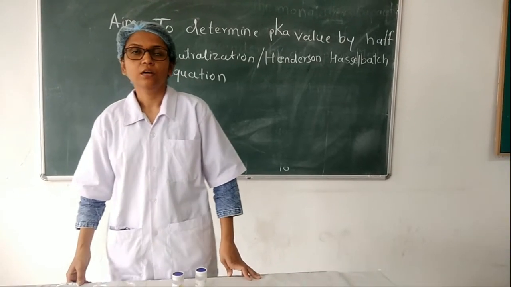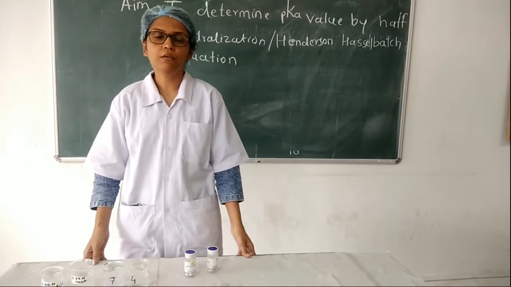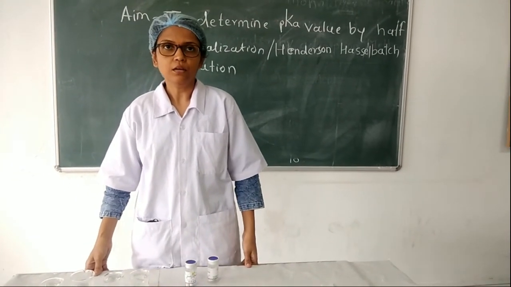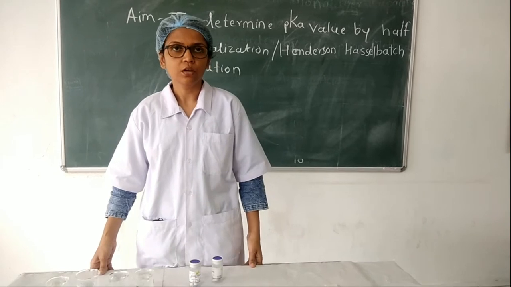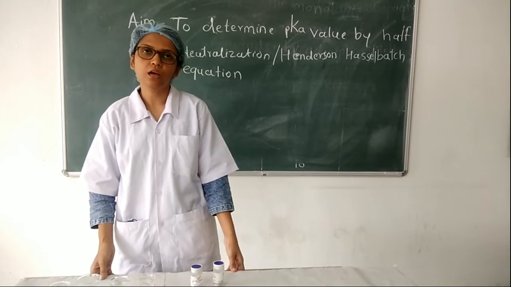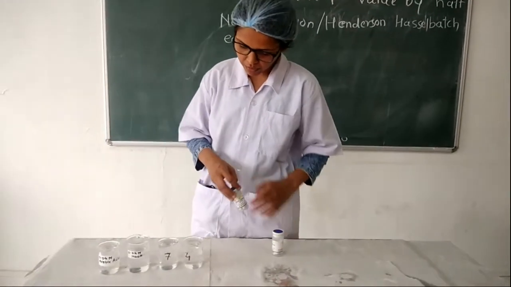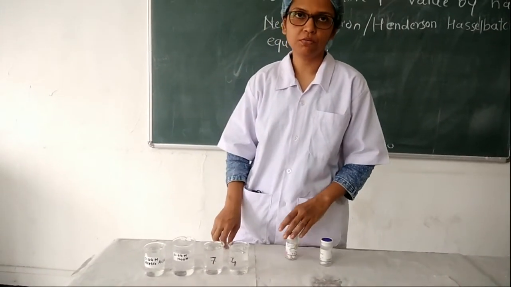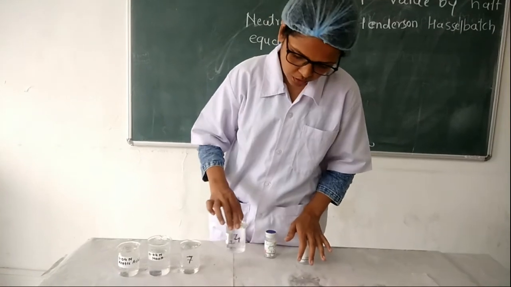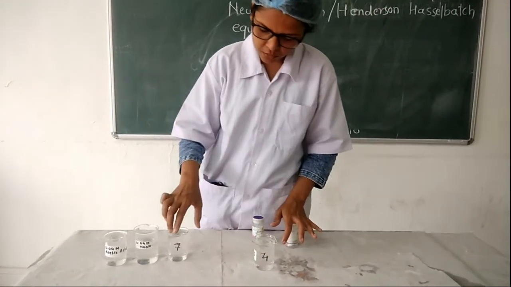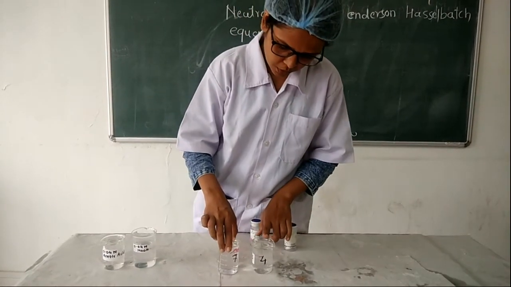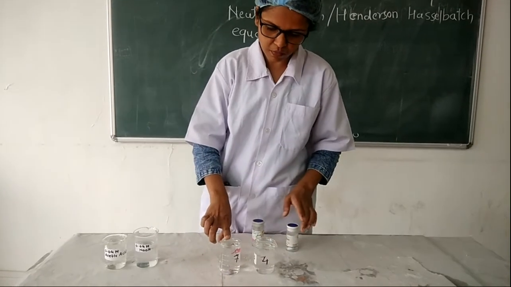In this experiment, we are determining the pK value by neutralization and using the Henderson-Hasselbalch equation. For this experiment, I first need to calibrate the pH meter, and for this calibration I need to prepare different buffers. This is pH 4 solution and this is pH 7 solution.